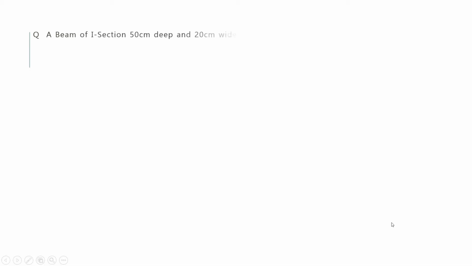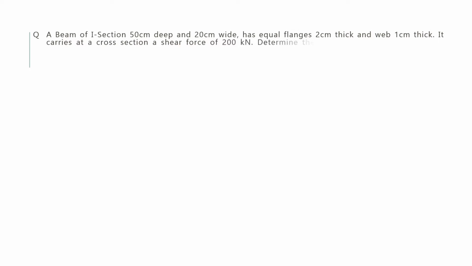So the question is, a beam of I section 50 cm deep and 20 cm wide has equal flanges 2 cm thick and web 1 cm thick. It carries at a cross section a shear force of 200 kilonewton. Determine the shear stress distribution in the beam and also the ratio of maximum shear to mean shear.